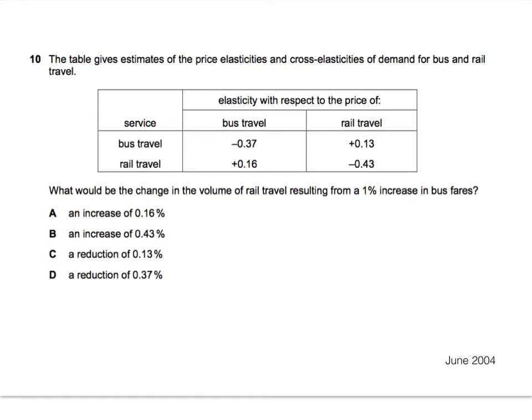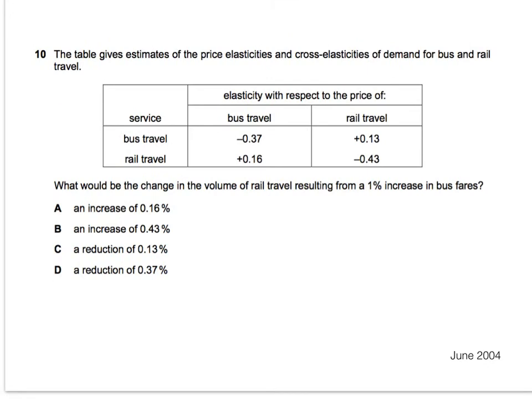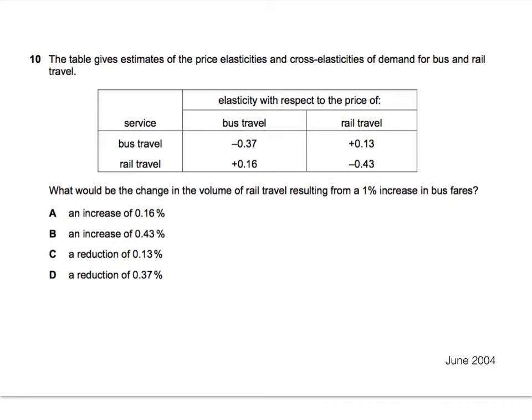This is question number 10, June 2004, and it's a very popular question. It comes a lot often, and it's a bit confusing for many students. So let's try to solve this. They gave you a table here, and they said that this is bus travel and rail travel. So you have bus travel and rail travel here, and they're asking us what would be the change in the volume, which means quantity, of rail travel resulting from a 1% increase in bus fares.